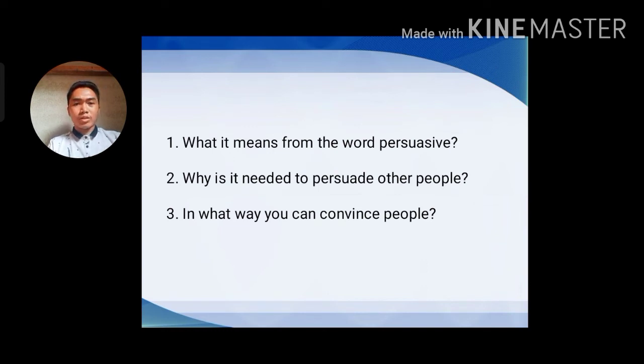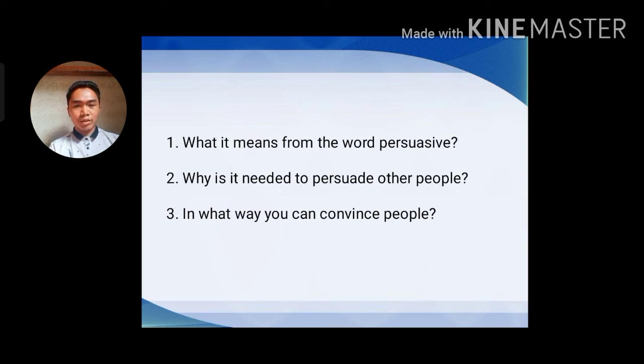And now I will ask you some questions in order for me to know if you really understood our topic for today. Number 1, what does the word persuasive mean? Yes, Miss Palahang. Okay, that's good. The word persuasive means to convince.